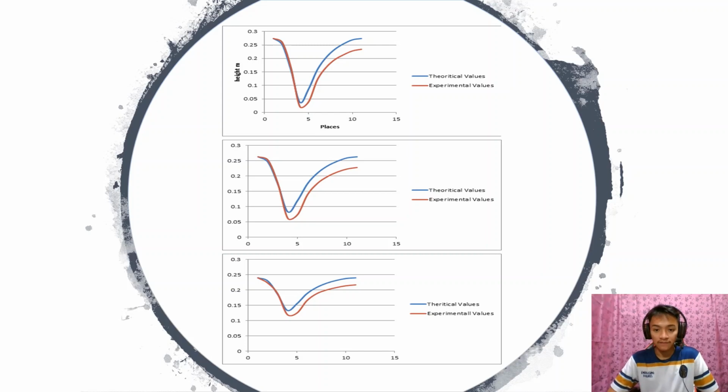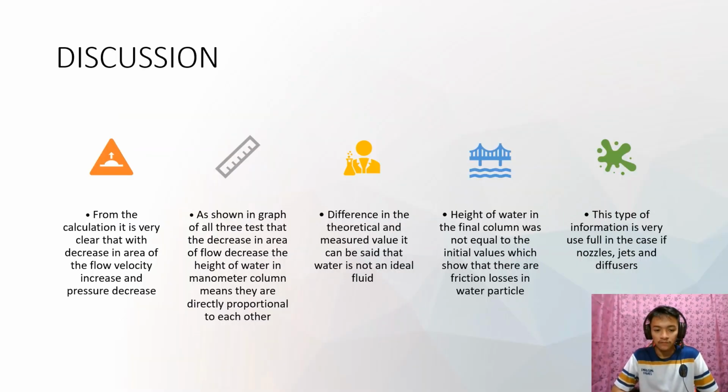So here is the graph of theoretical values and experimental values of the height plotted for each test. As you can see, there is a little amount of error between the experimental value and the theoretical value for each test. So moving on to discussion, from the tabulation of data and the graph, it is very clear that with the decrease in area of the flow, the velocity will increase and the pressure will decrease. And as shown in the graph of all the 3 tests, the decrease in area of the flow decreases the water height in the manometer column, and this means that they are directly proportional to each other.